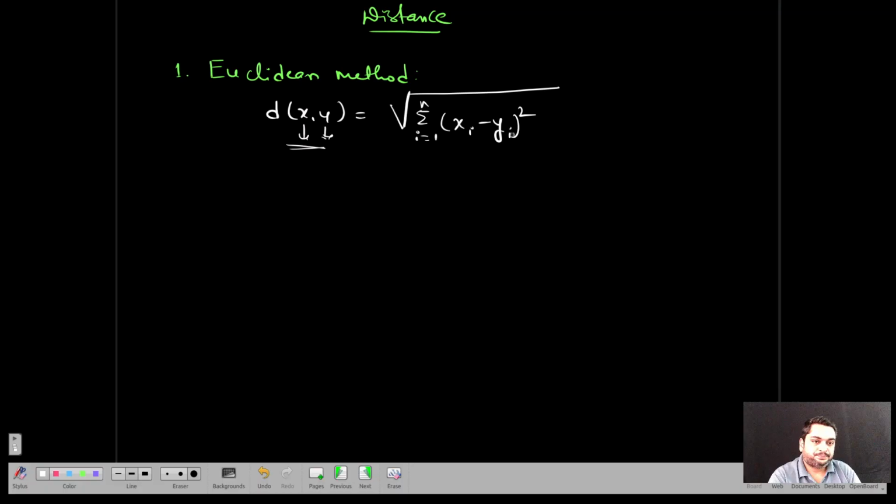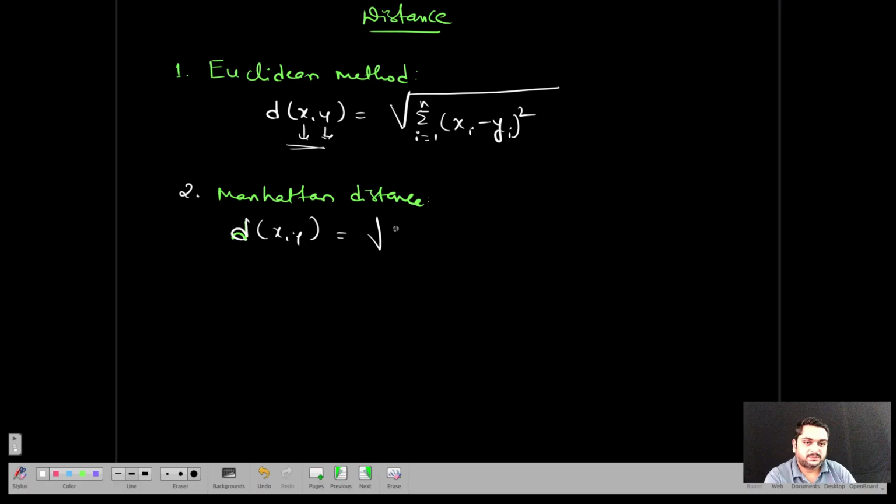Now, the second one, you can use something called Manhattan distance. This is given as d of x comma y, distance between 2 features, as the absolute difference, the absolute distance between these points.